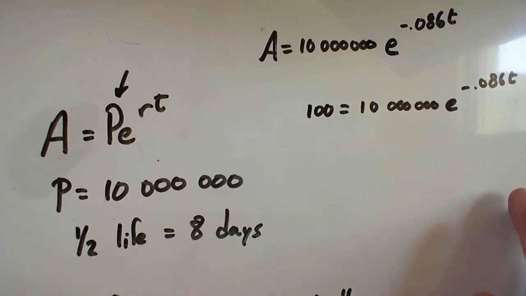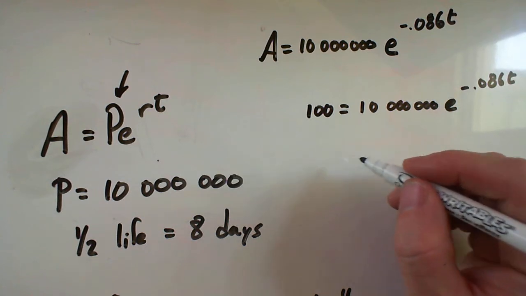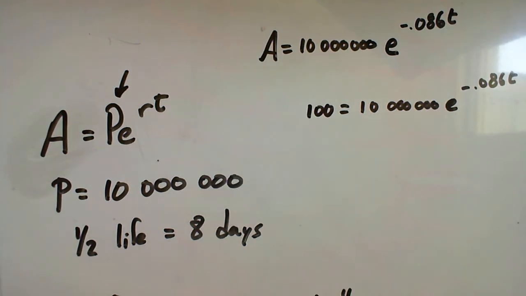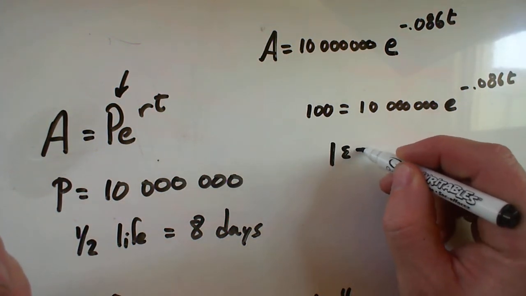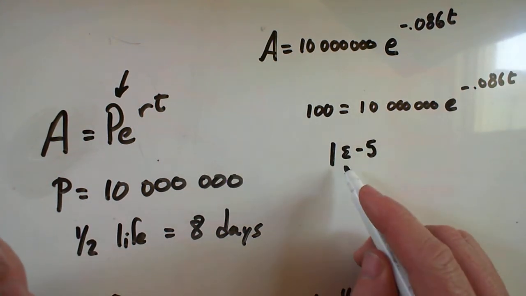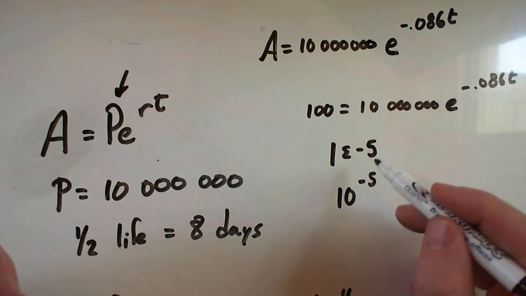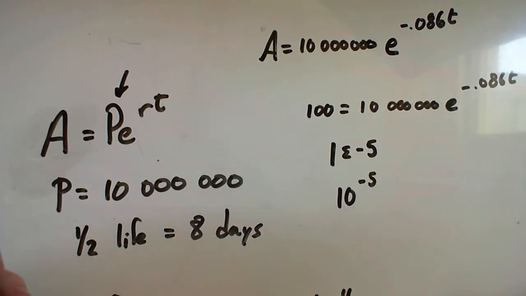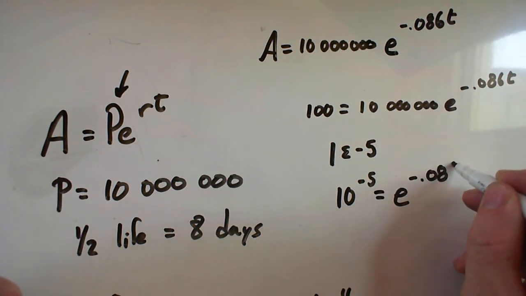Just make sure that you're keeping track of your zeros. So we divide both sides by 10 million. 100 divided by 10 million. When you put this in your calculator, you're going to get 1e negative 5. This is the way the calculator writes 10 to the negative 5th power. So all this means is 10 to the negative 5th equals e to the negative 0.086 t.